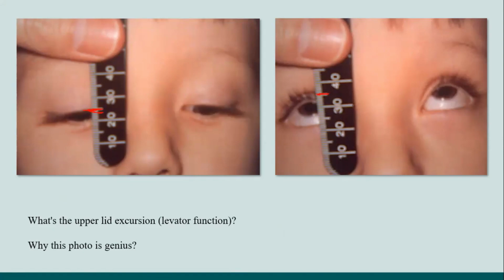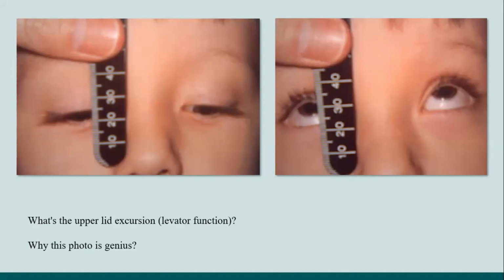And there is no change in the position of the ruler. If you look carefully, almost there is no change. If I ask you, what is the amount of levator function here, or what is the upper lid excursion in such a case? Yes, 10 millimeters. And I said before, you have to mention the number and the grade. So what is the grade? This is a test of your memory, because I've already shown you, it's a fair levator function.